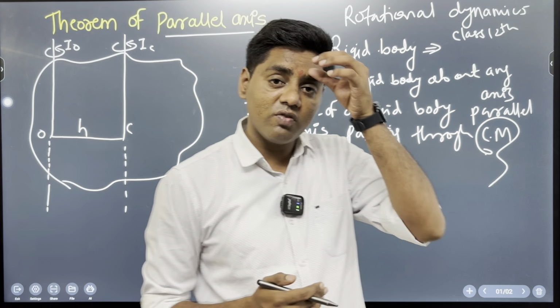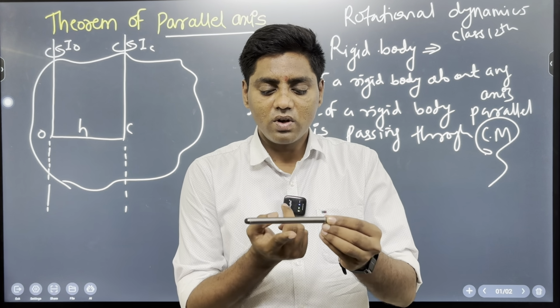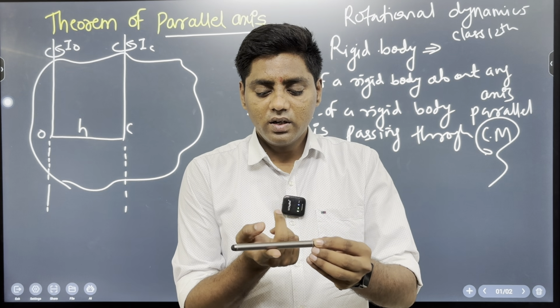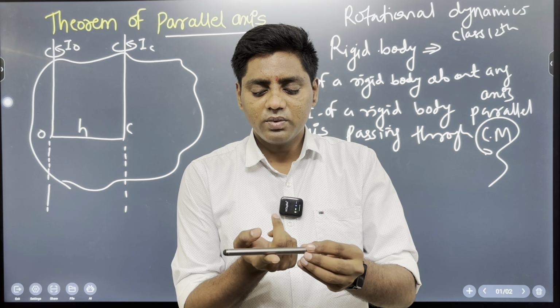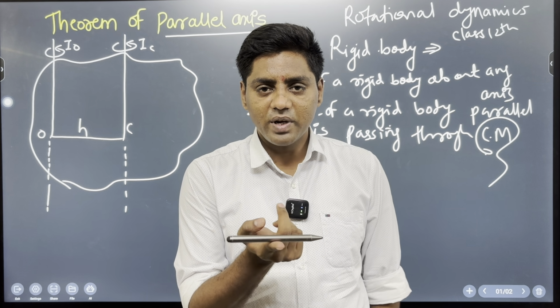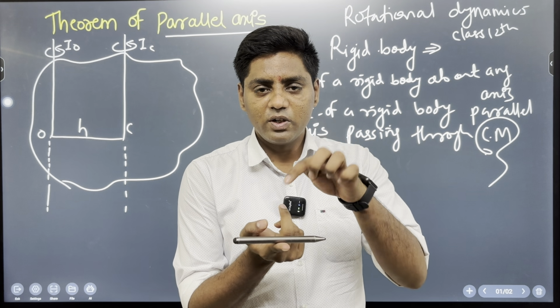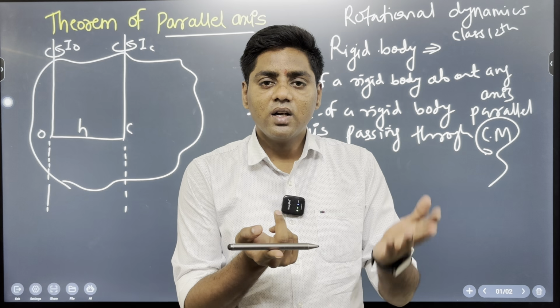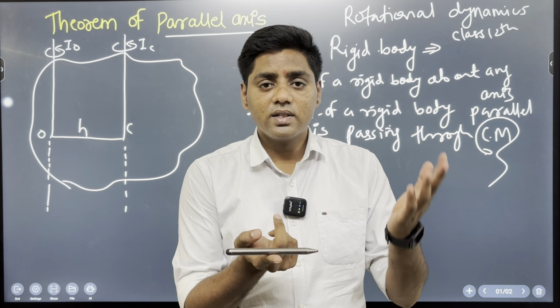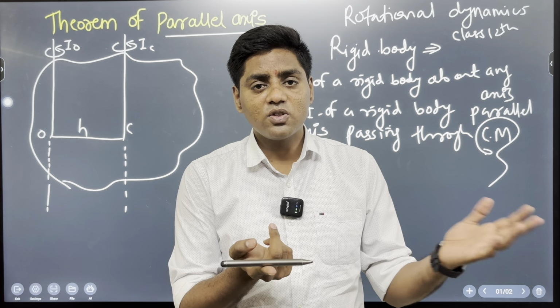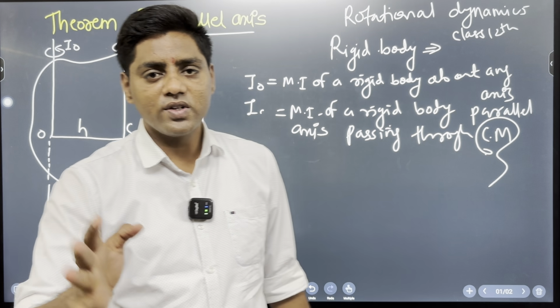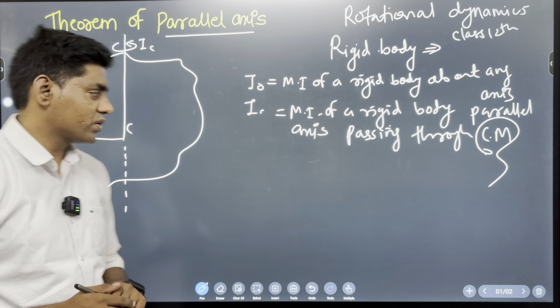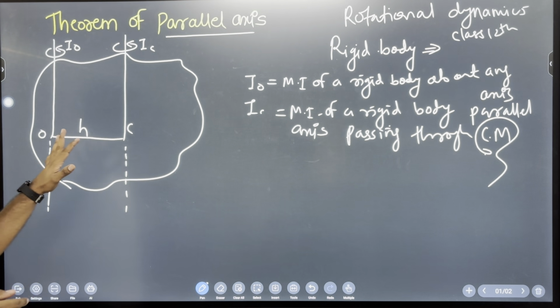We take the example of a football, or the example of a pen. If you balance the pen, what is our observation? The center of mass of the pen will be at one point. So remember, the center of mass is the point at which the whole mass of the body is supposed to be concentrated. That is most important.